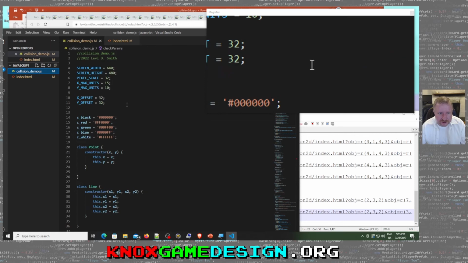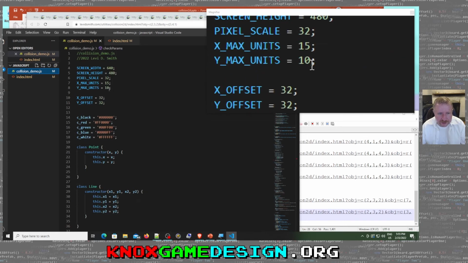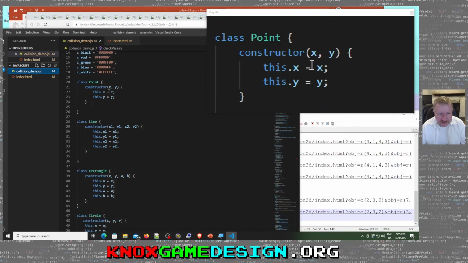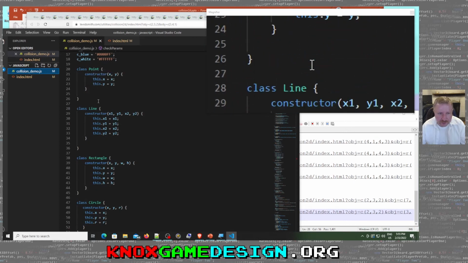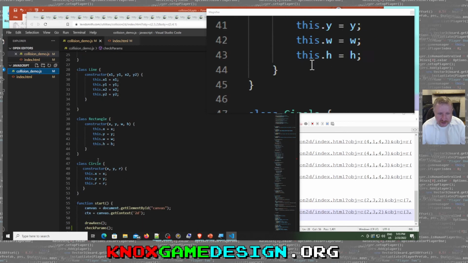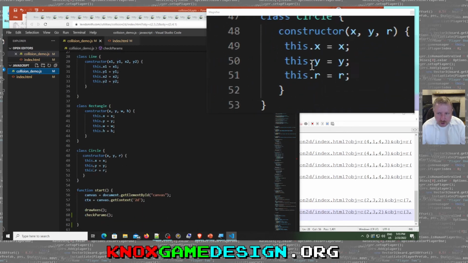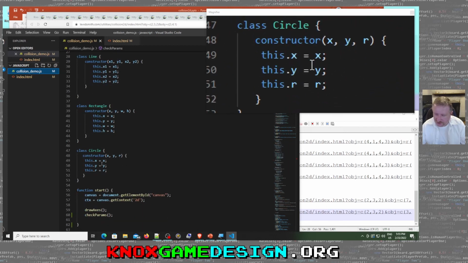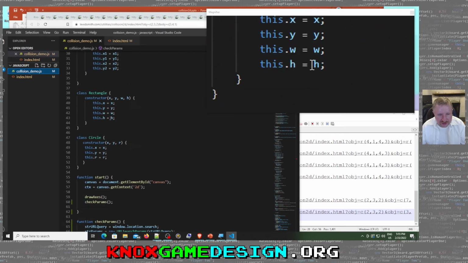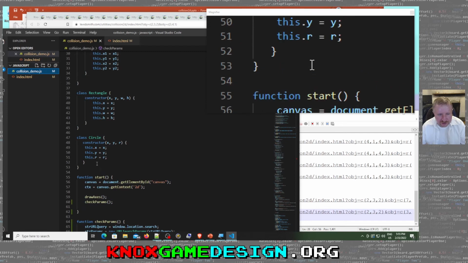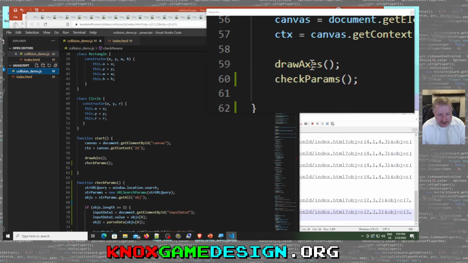So it's pretty simple. I'll just say I have like four classes for each shape type: a point, a line, a rectangle, and a circle. These are basically structs. They just basically hold the values. I could add the collision code in here, but I didn't do that.